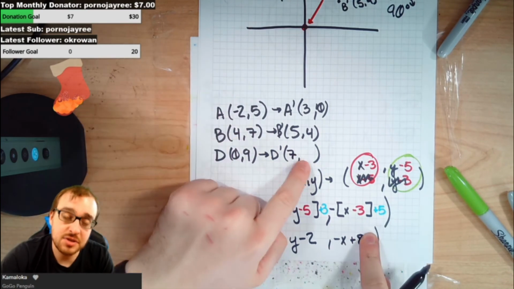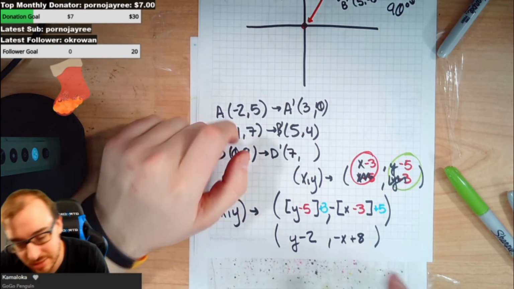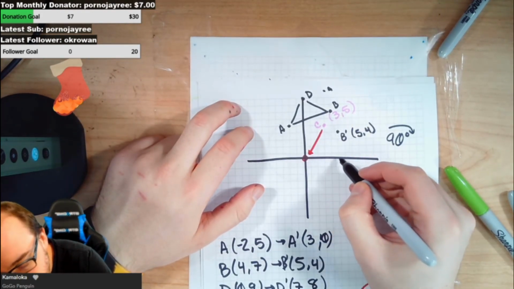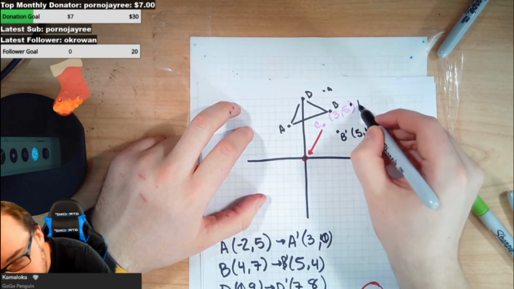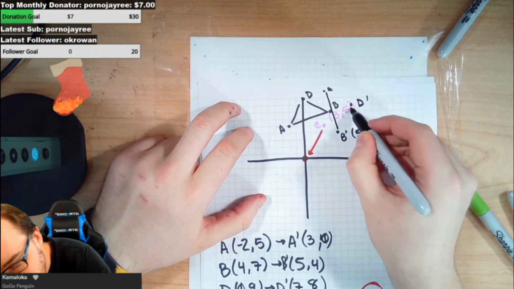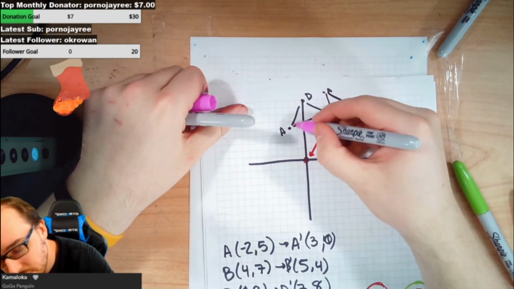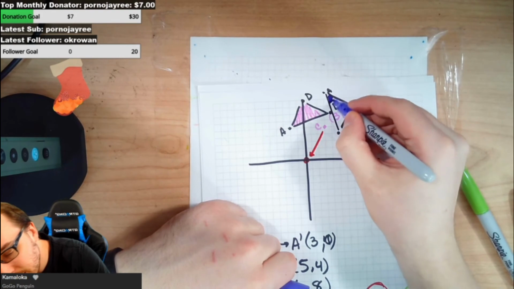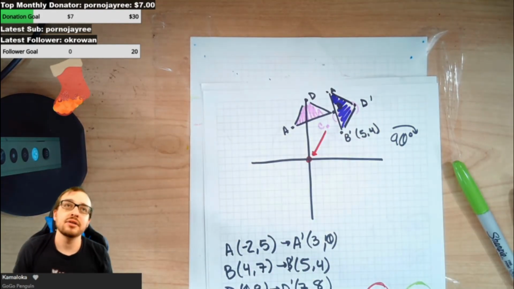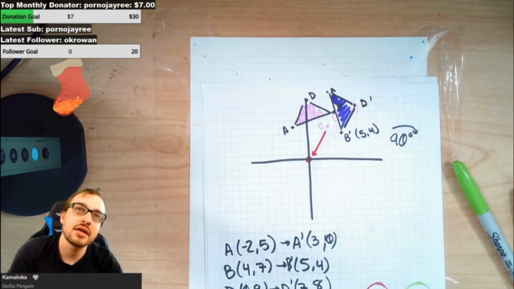And then to find the second number, I need to take the negative version of x, which is still 0, and then add 8. So D prime should be at 7, 8. 1, 2, 3, 4, 5, 6, 7. 1, 2, 3, 4, 5, 6, 7, 8. And if you look, here's our original shape. And here is our new shape, which has clearly been rotated 90 degrees clockwise around this guy. Right? It's kind of rotating around that C.